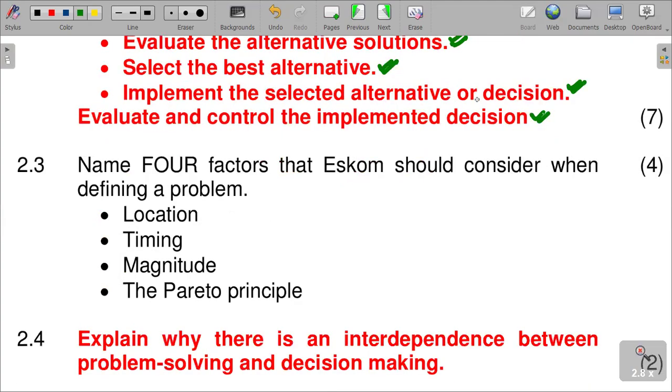Next question is saying name 4 factors that ESCOM should consider when defining a problem. We are saying defining a problem, you need to identify the location, where is the problem taking place, the timing, there is magnitude, as to say the depth of the problem, how serious or how deep is the problem, and then the Pareto principle also comes into play. So these are the 4 factors that should be considered when defining a problem.